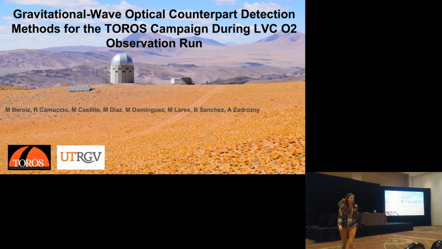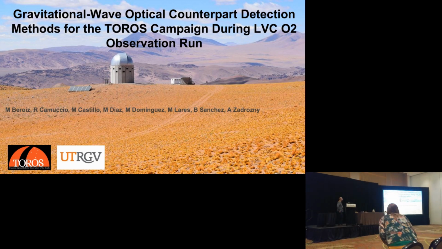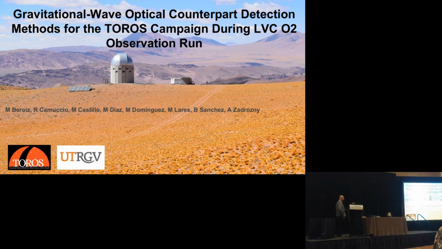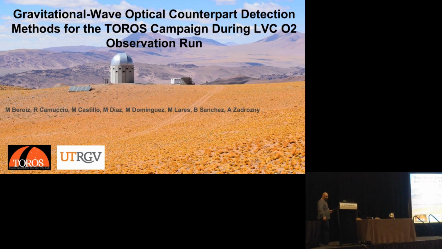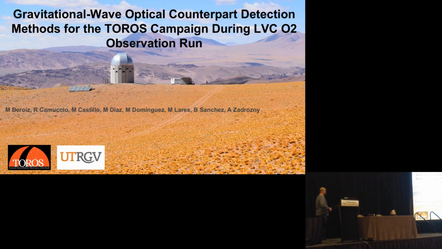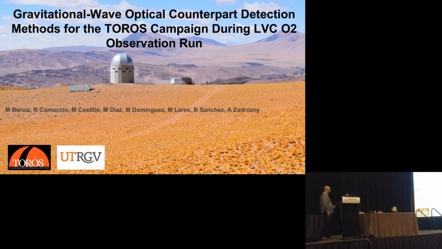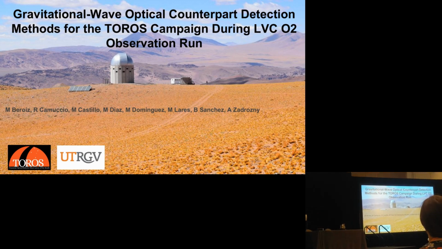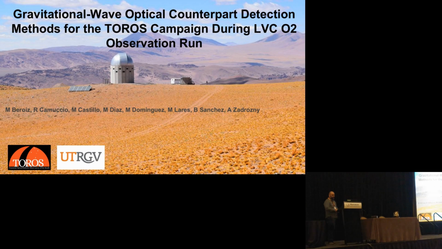And I would like to talk a little bit about some methods that we use during O2 for counterpart detection to gravitational waves. So I'm part of TOROS. TOROS is the Transient Optical Robotic Observatory of the South. That's an image of the construction site where it's being built, on a mountaintop in the Atacama Desert on the Argentinian side. Like I said, right now it's under construction.